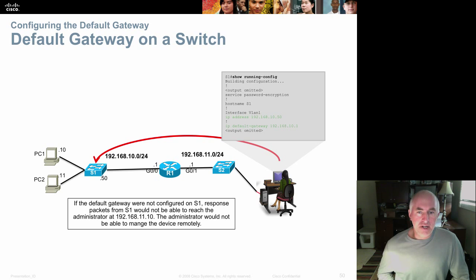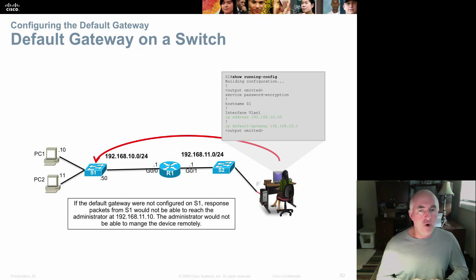Switches also need a default gateway, or you can't reach them from a remote location. So it's shown here on the slide. I would highly recommend you have in your notes how to set a default gateway on a switch. We really only give a switch an IP address for remote administration so we can log in to it remotely. Remember, a switch is working at layer 2, and so it doesn't use IP addresses except to allow us to remotely connect to the switch.